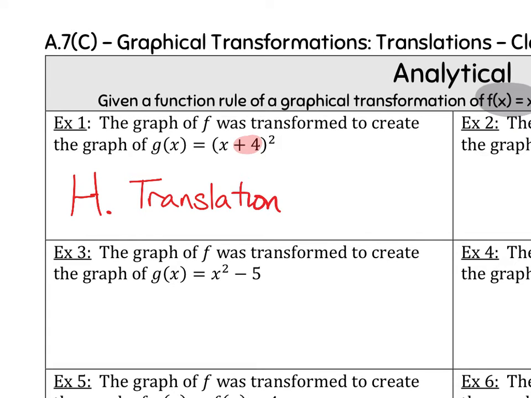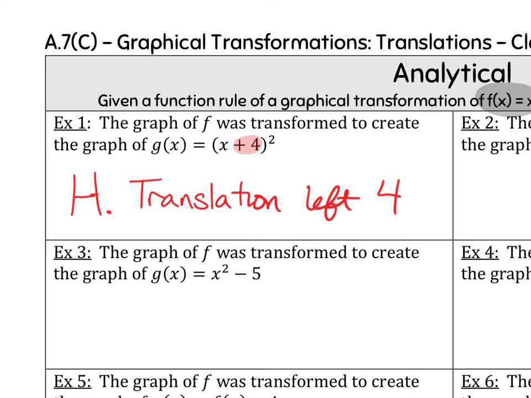So horizontal translation. Now, which direction is it going to move? To the left or to the right? To the left. To the left, how many units? 4. To the left, 4 units. Analytically, I know that's what's happening because the equation tells me that's what's happening.